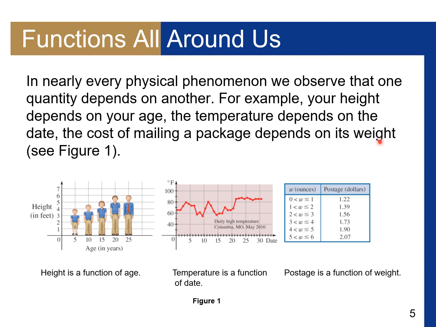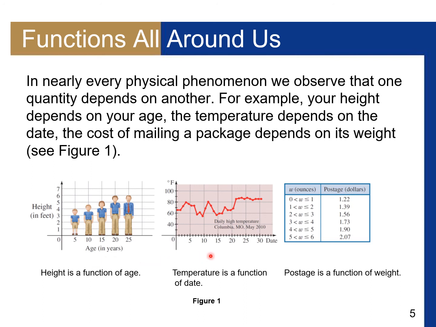So in nearly every physical phenomenon, we will observe some quantity that depends on another. For instance, how tall you are depends on your age. We can argue that to a certain point you then stay a certain height for a while, but just understand that a 2-year-old is generally not going to be as tall as a 20-year-old.